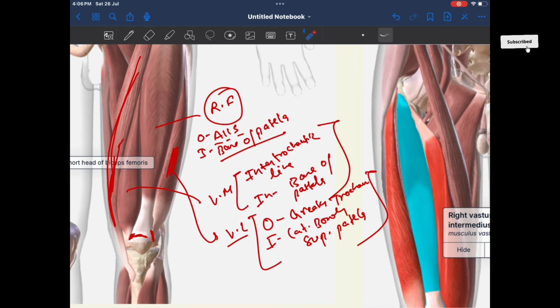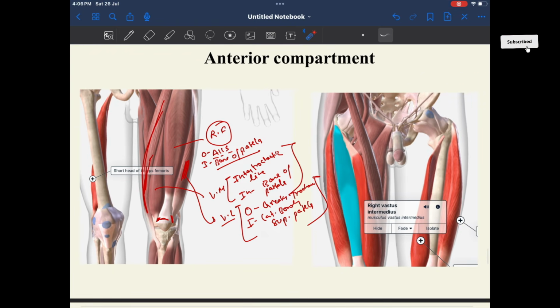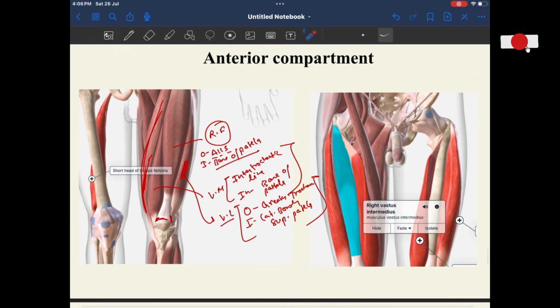Okay, now there is one more muscle which is behind your rectus femoris, and it is a very important muscle. So if you look at this image, I have removed the rectus femoris muscle, and just behind it what you will see is your vastus intermedius. Okay, so it is present behind the rectus femoris. If you remove the rectus femoris muscle, you will see there is vastus intermedius.